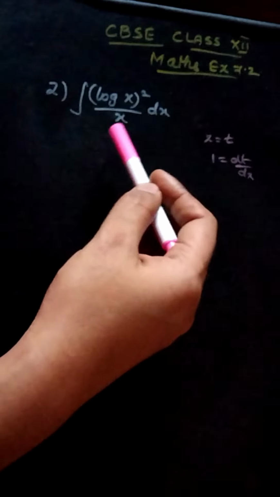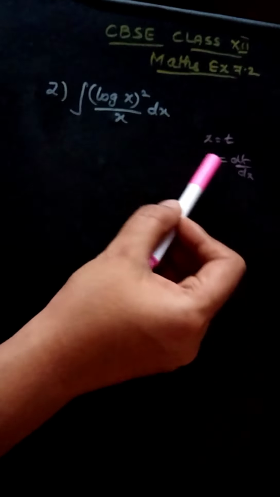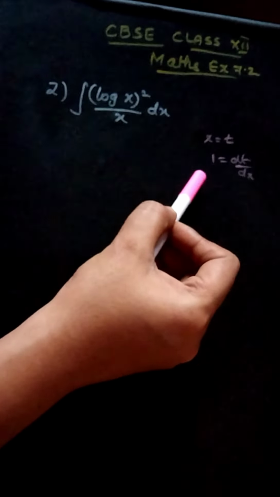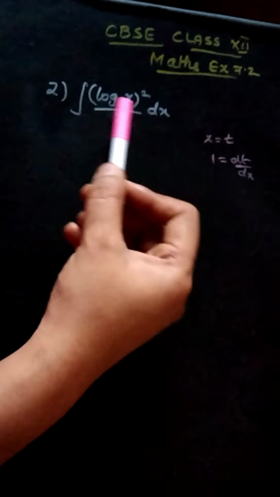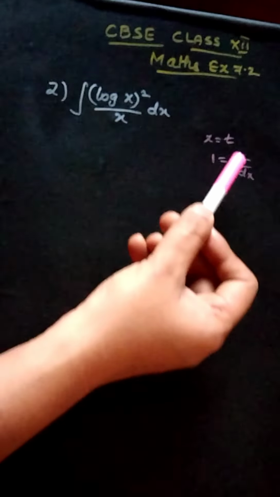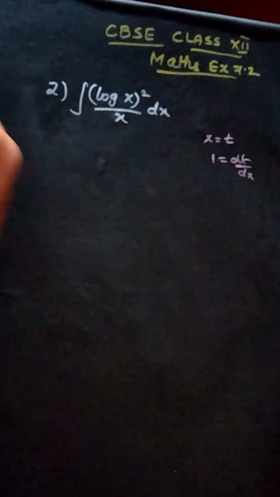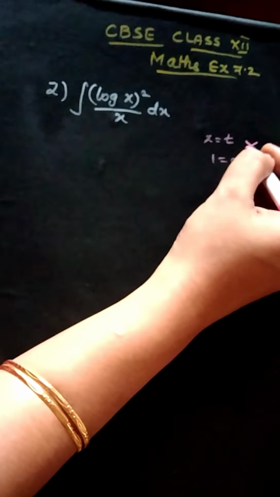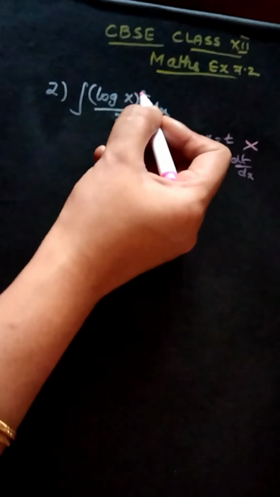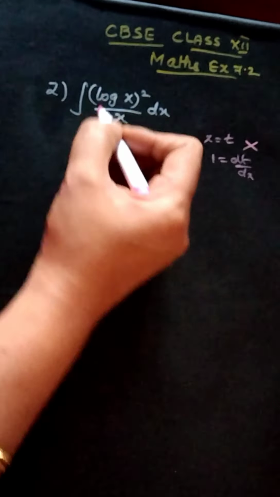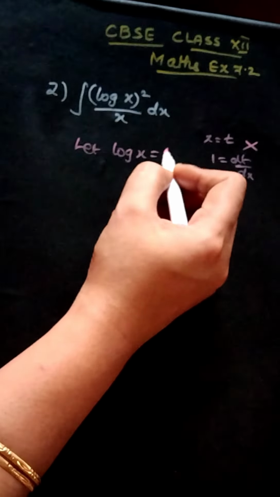Question number 2, integral log x the whole square by x dx. In this question, if you take the denominator as t, when you differentiate, you will be getting dx is equal to dt. For log x, we don't have it in terms of t to substitute and to integrate. So what we are going to do is, don't take the denominator as t, take the numerator, that is log x. Don't use this power, just take this log x as t. So let log x equal to t.